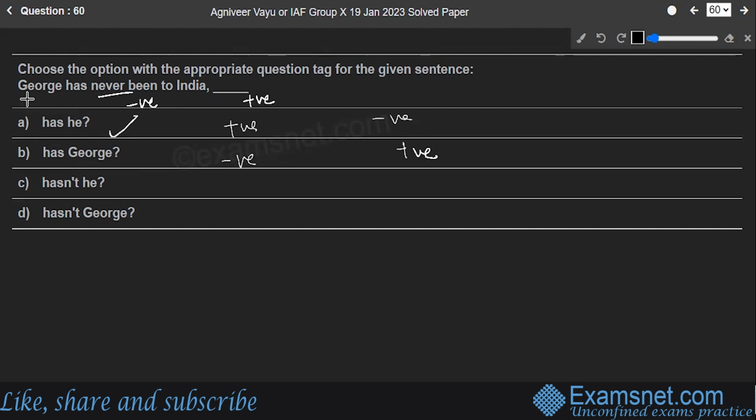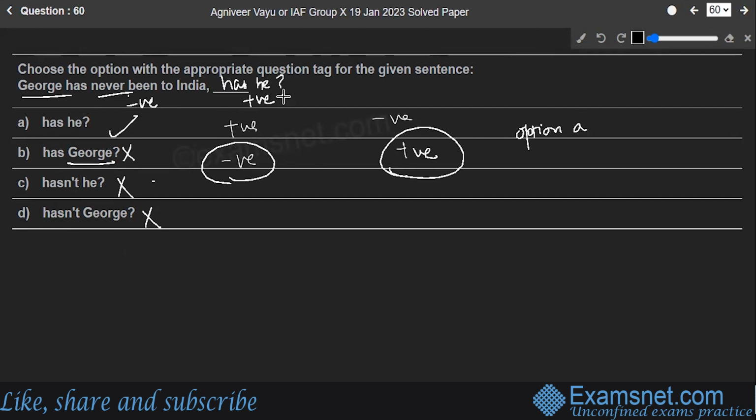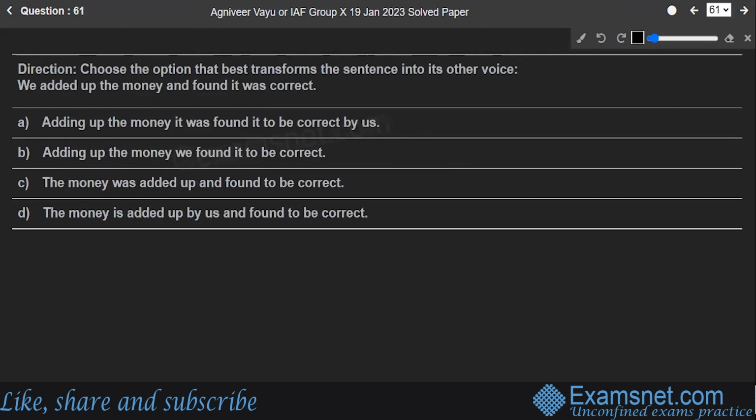Has George? No, George has already been addressed once with the name, so I will not address him again with his name. This is wrong. Hasn't he? Negative. No, negative will not make a pair because with the negative, I will have a positive question tag. Hasn't George? Again, the same thing. It will not work. That makes option A the correct answer. It is George has never been to India. Has he? Okay. Let's move to the next question, number 61.